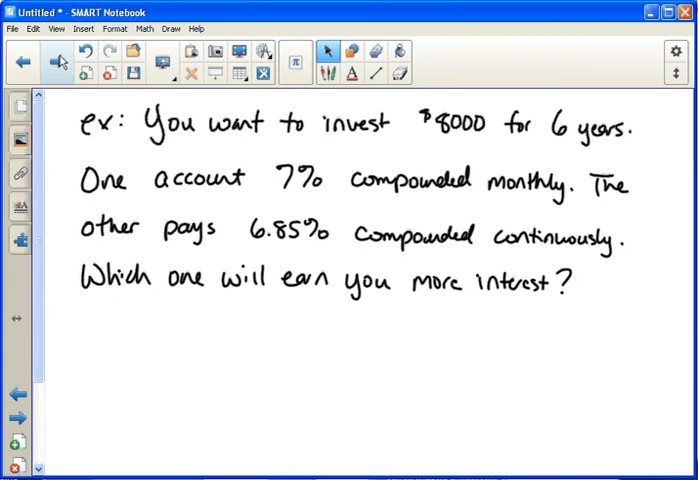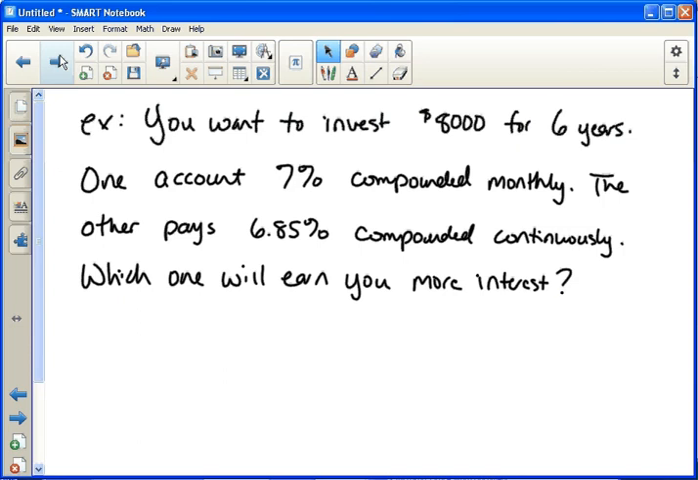But we have to check this out because 7% is obviously a higher interest rate, but we only get credited for it 1 time per month. Whereas the 6.85% is a little lower, but we get credited for it continuously. So that means we're earning interest a little faster because we get the interest right away, and then we start to earn interest on our interest. So we're going to have to compare these two.